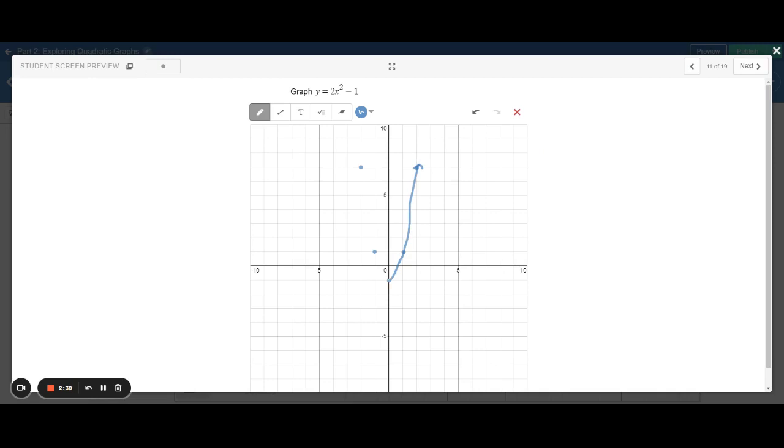And I am not very good at drawing these. Oh, there we go. That was not great. Let's see if I can try that one more time. Here we go. That's a little bit better.